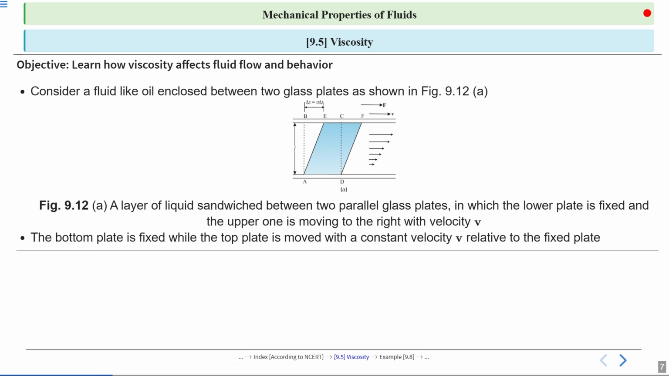Now, focus on what happens when we move the top plate to the right at a constant speed, while the bottom plate still stays still. The oil in contact with the moving plate tries to move along with it, while the oil near the fixed plate stays put. This creates a velocity difference within the fluid, which is exactly what viscosity acts to resist.